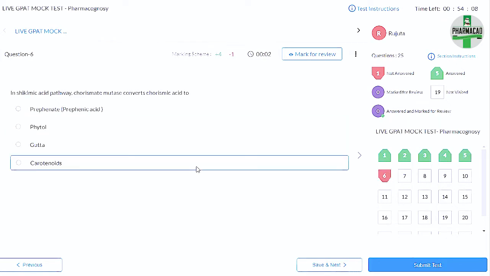Shikimic acid pathway, chorismate mutase converts chorismic acid to what? Now, this is a very easy question. Shikimic acid pathway, everyone remembers. This is a very easy question. Anyone with the answer?